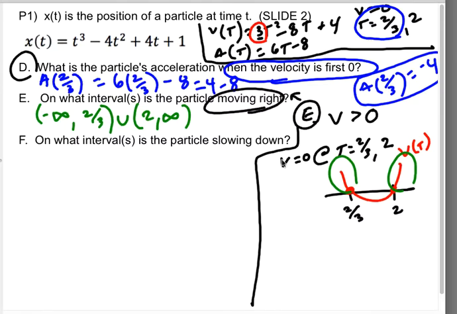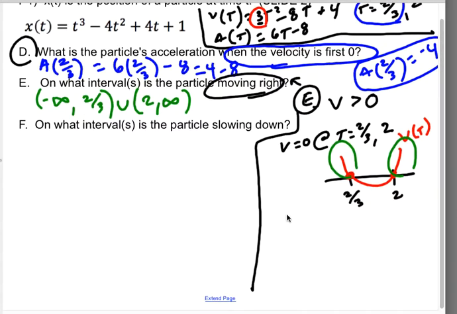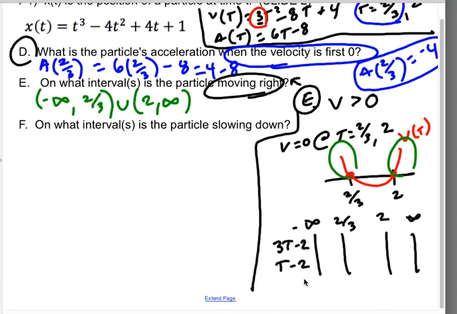If you prefer, you could make the old school sign chart. Doesn't matter to me. If you make an old school sign chart, you have your two zeros already. So the values that have to go on your sign chart are the 2/3 and the 2 in ascending numerical order. And my factors were 3t minus 2 and t minus 2.